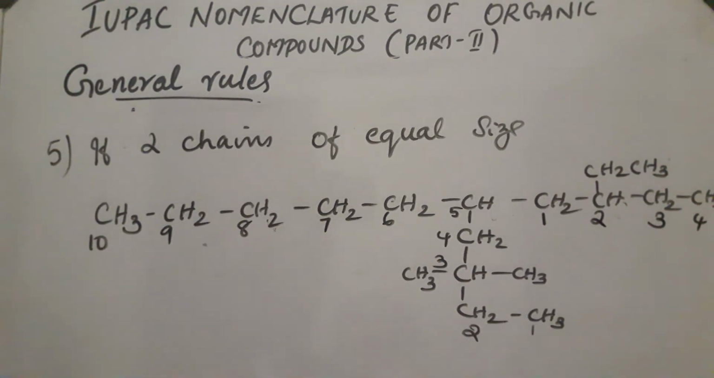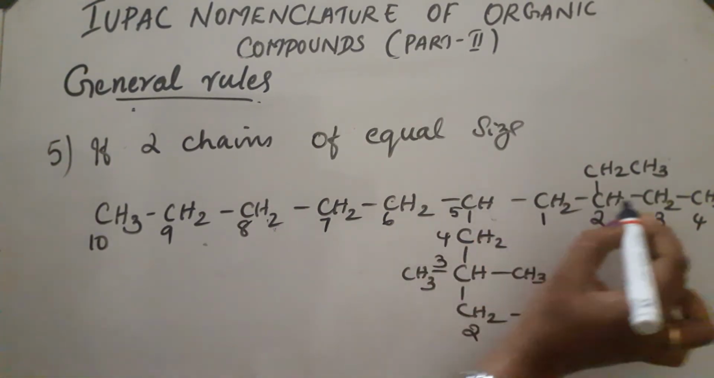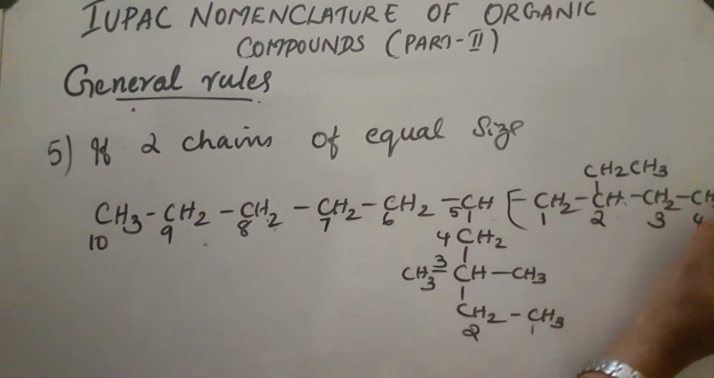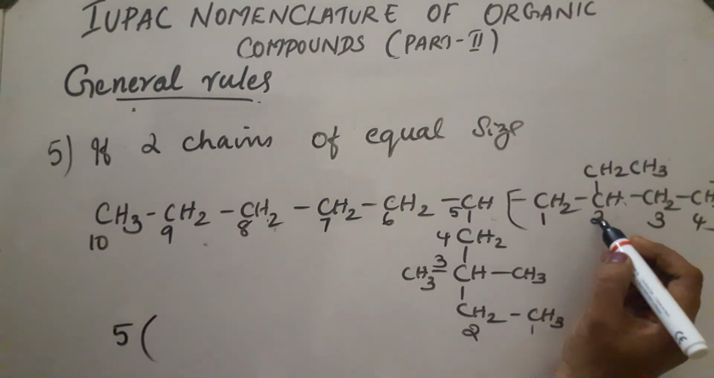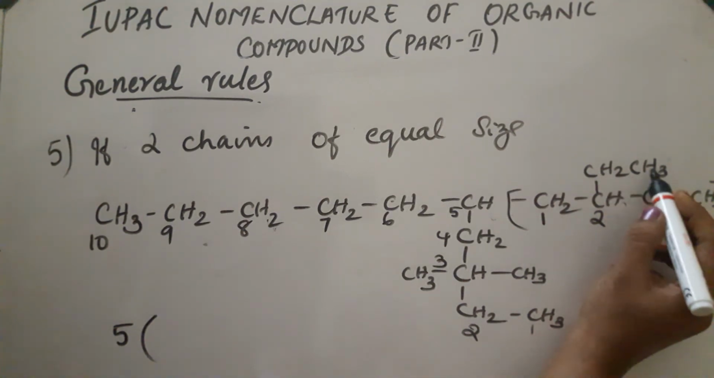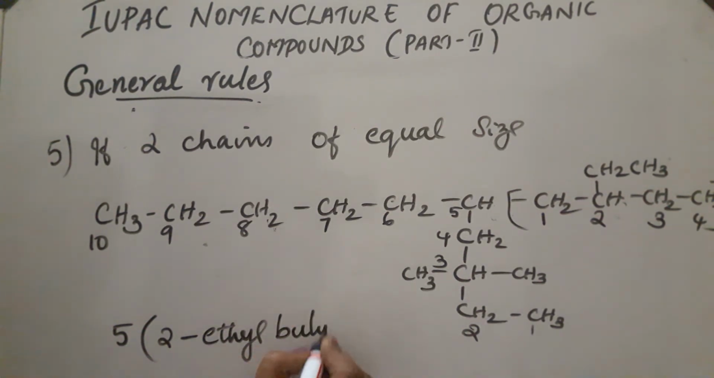This will be the compound. So the numbering will be like this. In the fifth position, this is the side chain. The side chain attached is a 2-ethyl butyl group: in the second position an ethyl group, and this is a butyl group. So the compound will be 2-ethylbutyl, and this will be in the bracket.